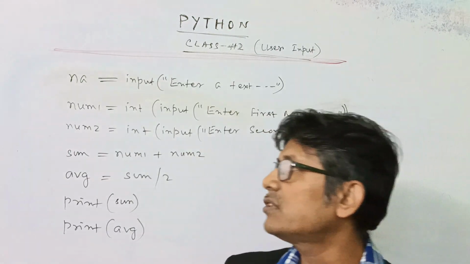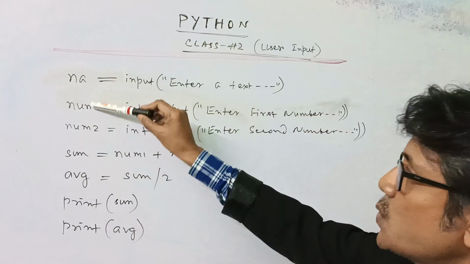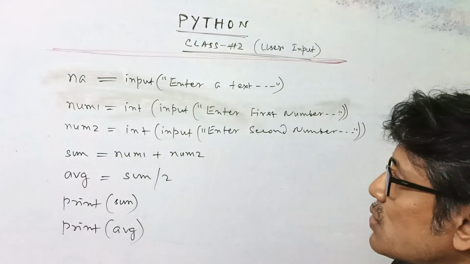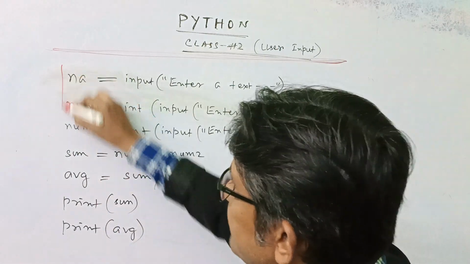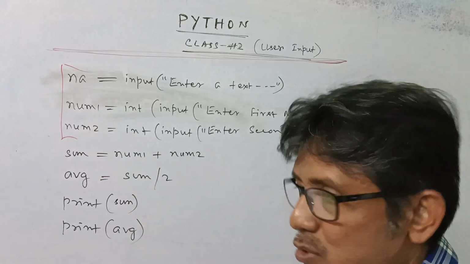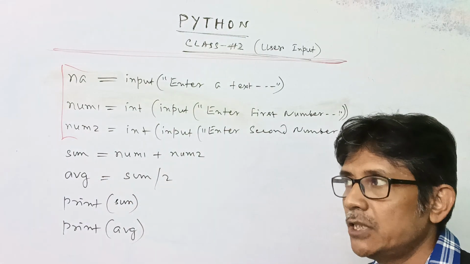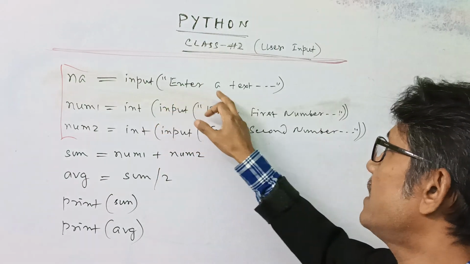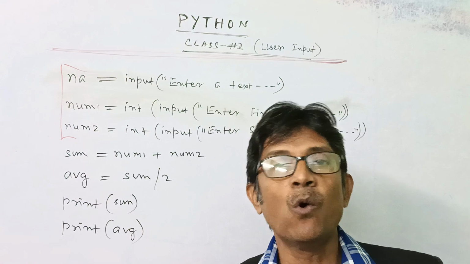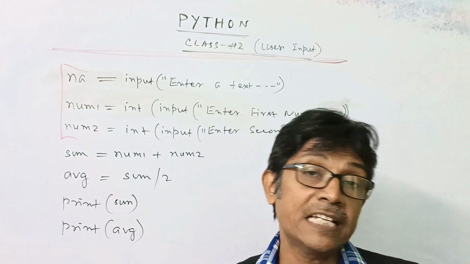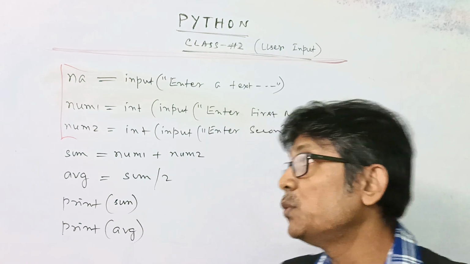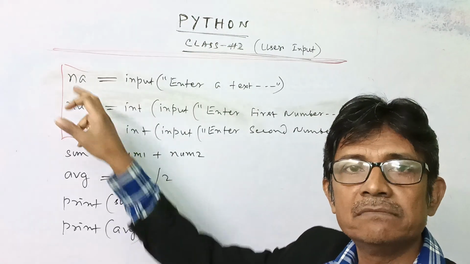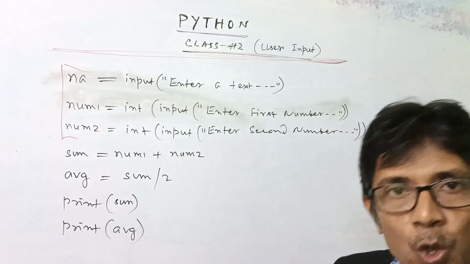In this program you see I have written 7 lines of code. Only these 3 lines I have taken for user input. When it will accept a text, you see that "enter a text", I want to give any word, any name, something like this. Definitely we have to use the input statement. See how we are taking a variable name, it is NA. We can take any other variable name, that is your choice.